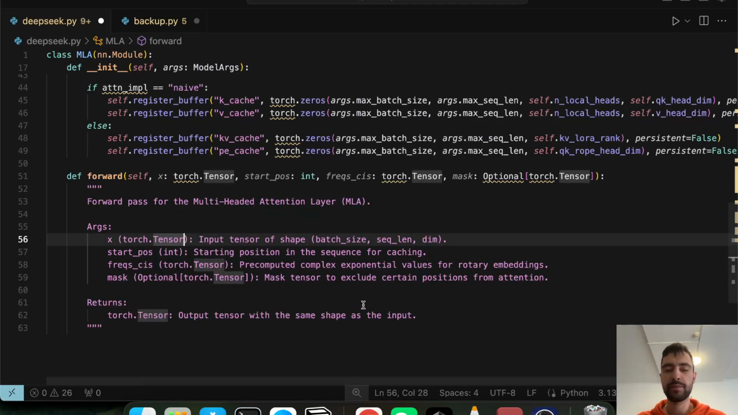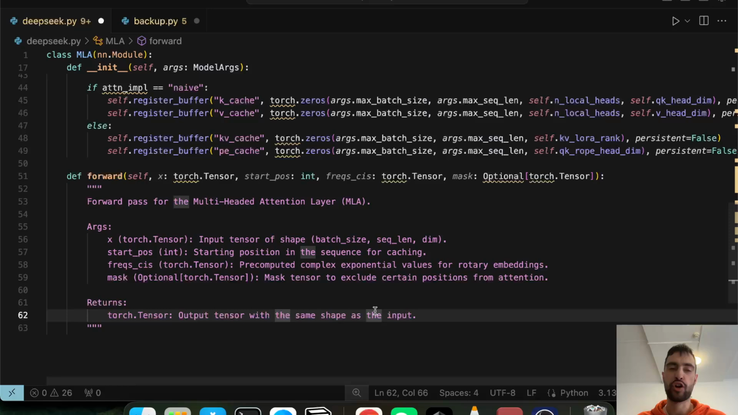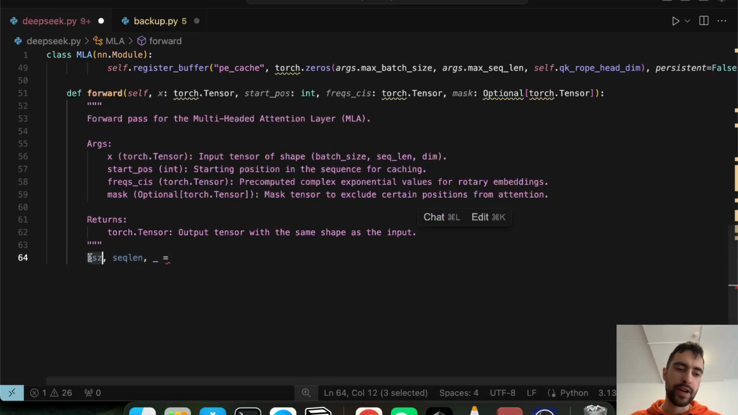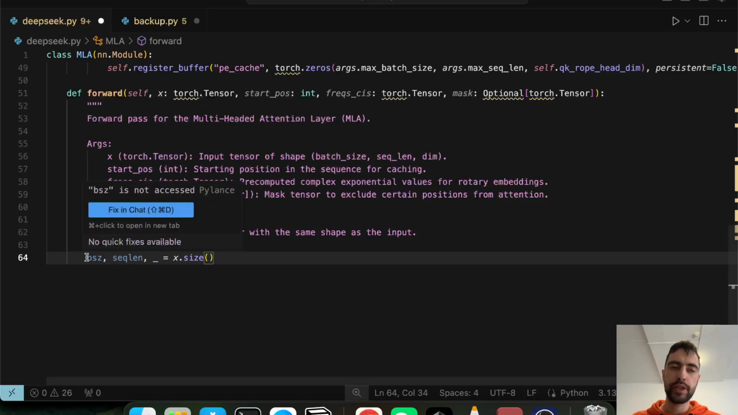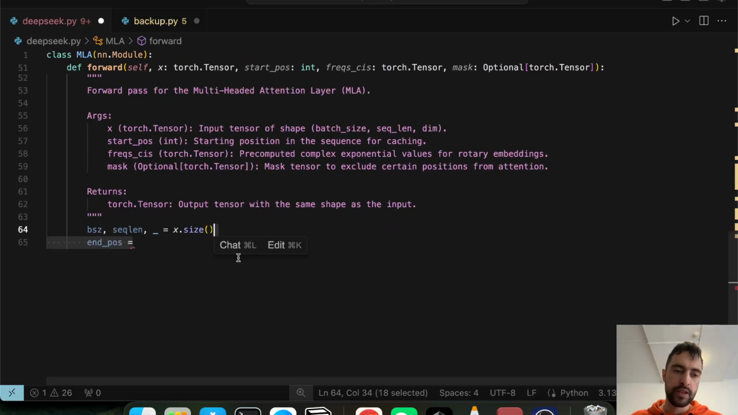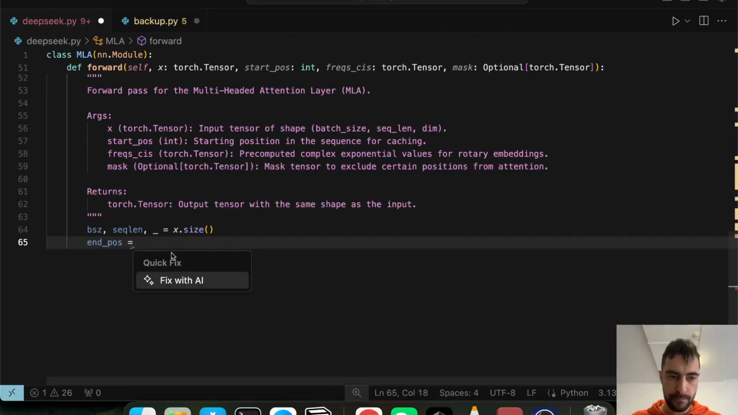The tokens will be juiced up with the context around them, with the context of the rest of the sequence. First, we will extract batch size and sequence length, because we will use them later to reshape a tensor. So we just need these dimensions. Then we will calculate the end position.